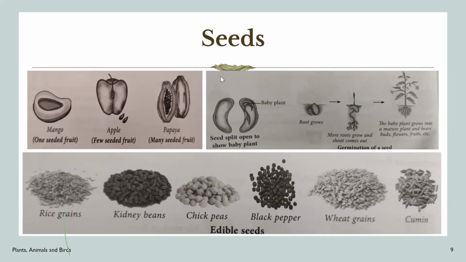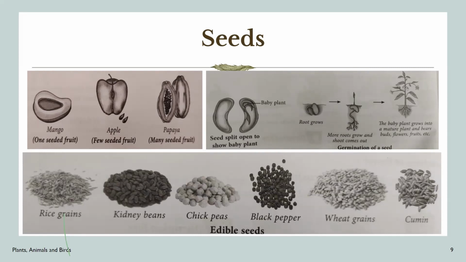See, the seed contains the baby plant. Ma'am, can't we just take out the baby plant and just put it in the root? No, you can't. See, a baby plant doesn't come in one day, right? It takes many days. It takes time to grow. So initially you have the seed. The seed will germinate slowly and become a baby plant inside.